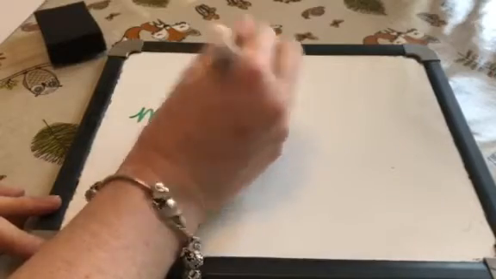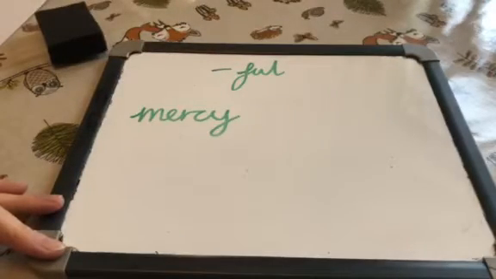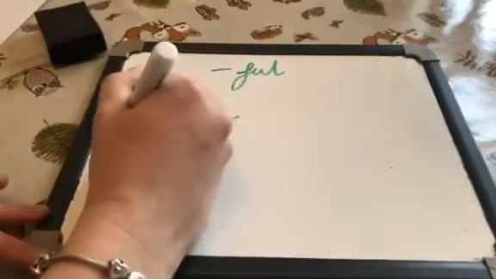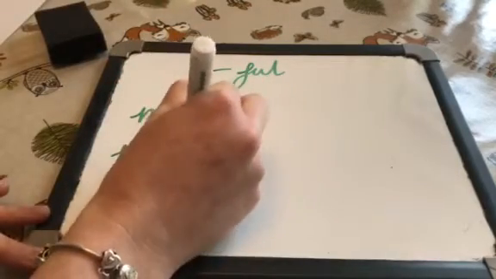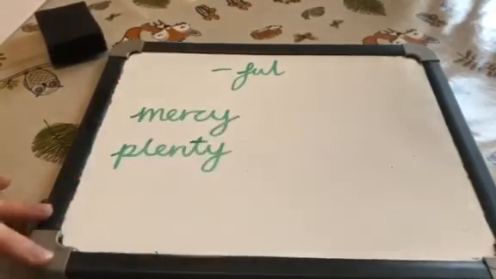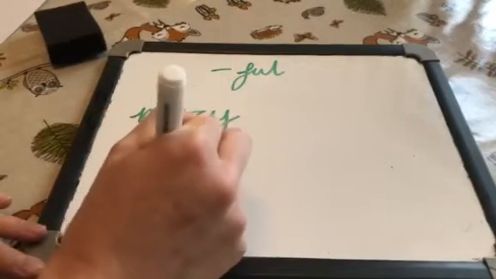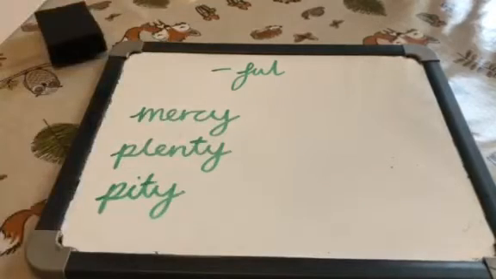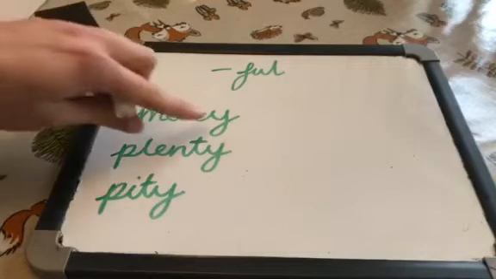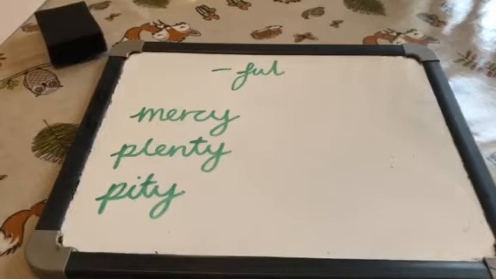So mercy changes to merciful, plenty to plentiful, and pity to pitiful. Remember, when a word ends with a Y, you need to change the Y to an I before you can add the full suffix. Okay, right, pause the video and have a go at those then.